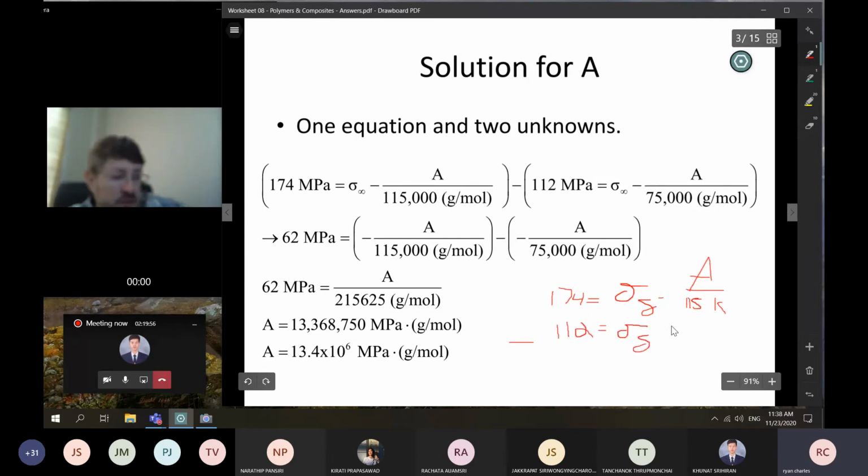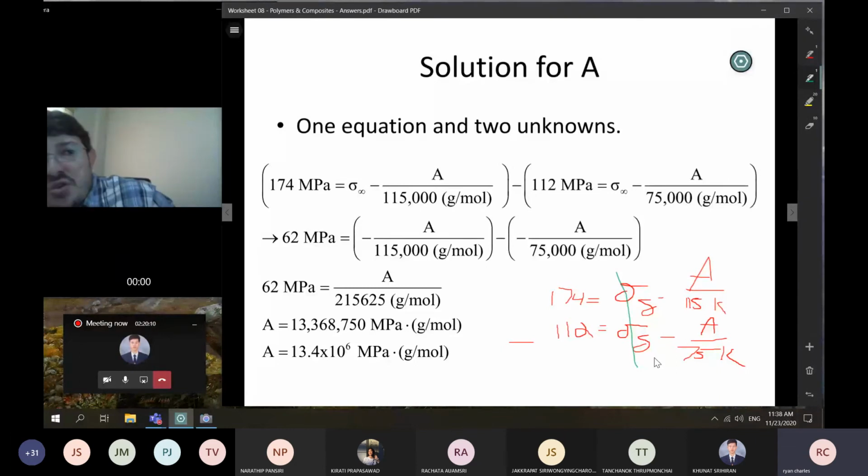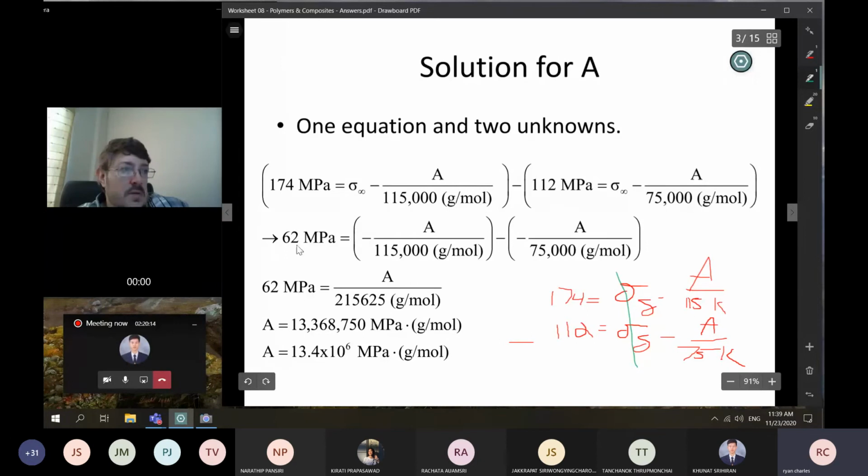I'm trying to draw an 8 there. Right, we can subtract that. And what happens is that unknown goes away, right? We subtracted it out. We don't need to know what it is. Yay. So 62 MPa equals minus A over 115K minus A over 75K. It reduces to this, and we get A.